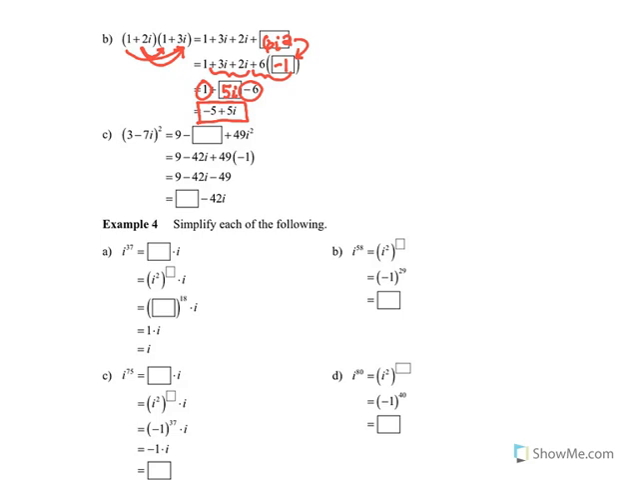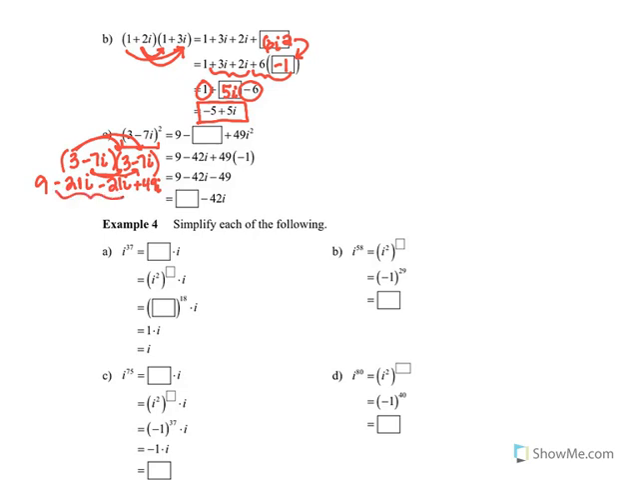Here I have 3 minus 7i squared, so I have this binomial squared. We know that when I have a binomial squared, it's the same thing as multiplying it by itself and then distributing. So 3 times 3 gives me 9. 3 times negative 7i is negative 21i. Negative 7i times 3 is another negative 21i. And negative 7i times negative 7i is positive 49i squared.